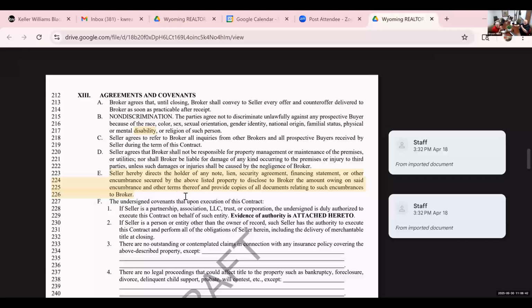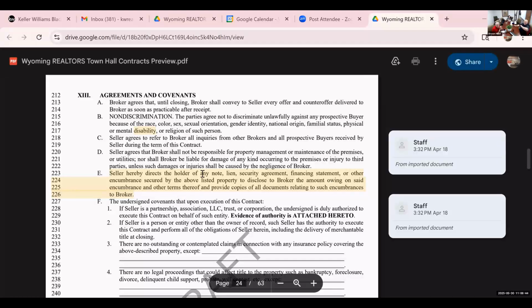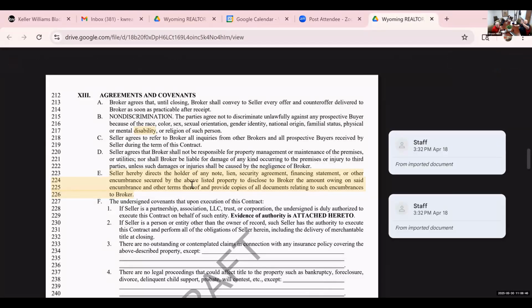And Seller hereby directs, this is kind of a part with the mortgage stuff taken out above. Just remember that you have to have any note, lien, security agreement, financing statement, other encumbrance secured by the above listed property, all to the broker, the amount owing on said encumbrance and other terms. All of that stuff has to be provided.